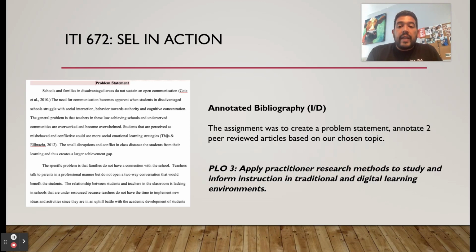And so it kind of gave me some really in-depth idea of what I was looking forward to in the last class, which is where we were going to create a research proposal, which we did in this course. I chose PLO3 because, like I said, it gave me the opportunity to apply my practitioner research methods, and then obviously use that in a digital and learning environment.